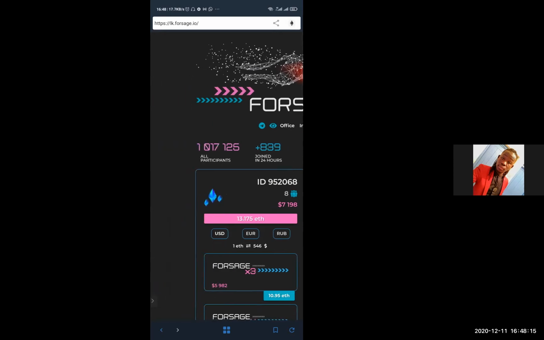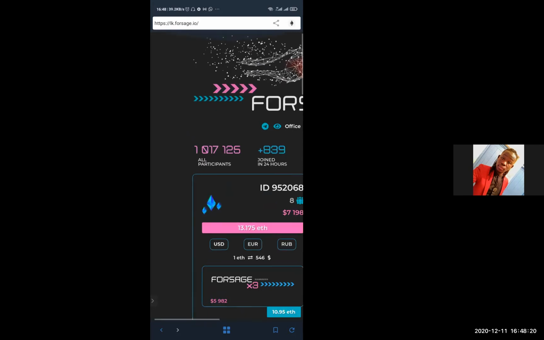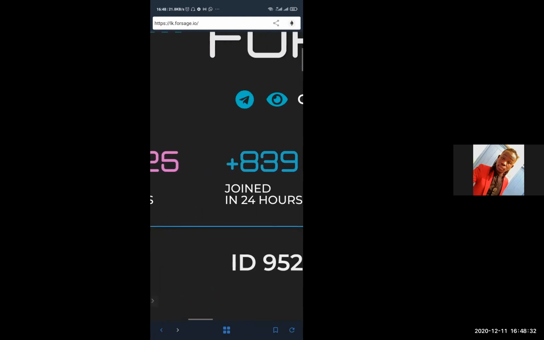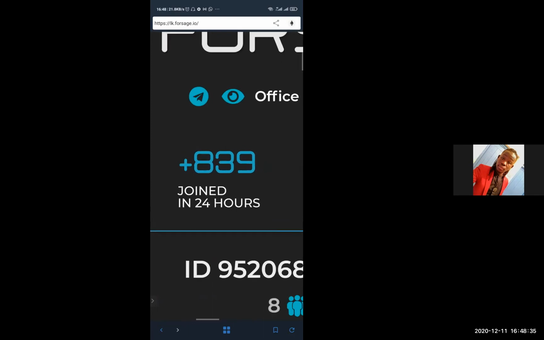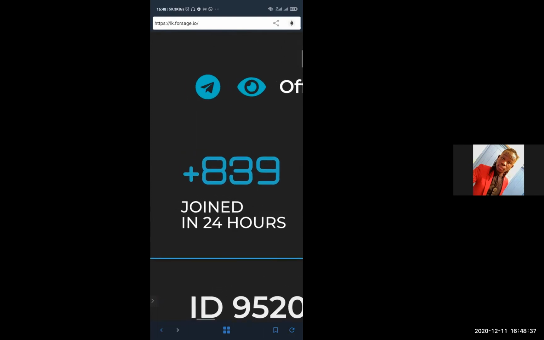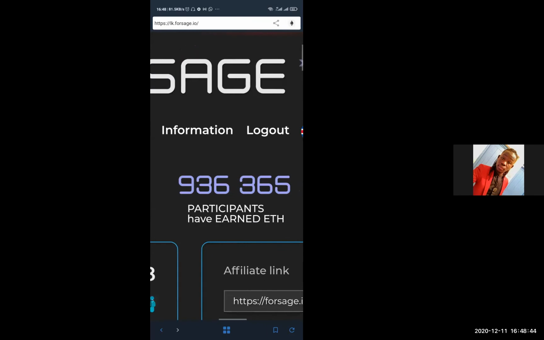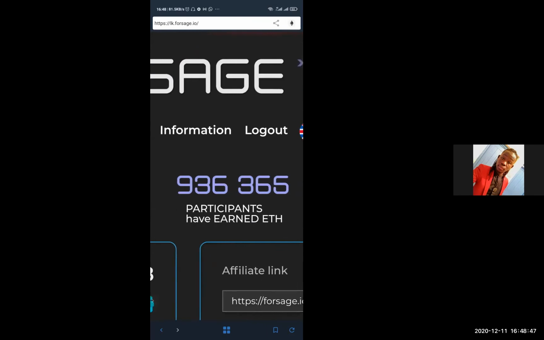Since it started running, remember the goal was to build a bigger community. So since it started, it has already built a community of 1 million 717,000 people. Out of this, 839 people have joined in the past 24 hours. Out of these 1 million people, 936,000 people have already earned from the system.